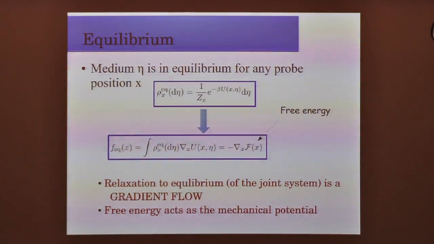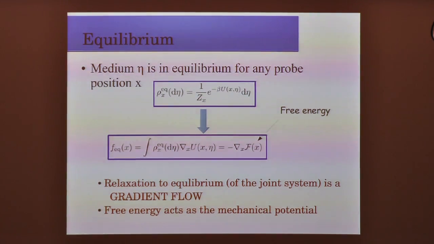So let us first consider when the eta medium is also in equilibrium. Then for any given position of the probe, the distribution is just the Gibbs distribution, and very easily you can see that this F equilibrium on the probe is just derived from a potential, which is the free energy of this eta medium for any given position x. We are always assuming that the probe is not moving when the eta is relaxing, so it's for a given constant x.